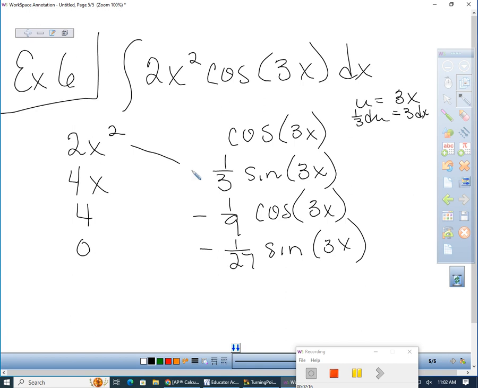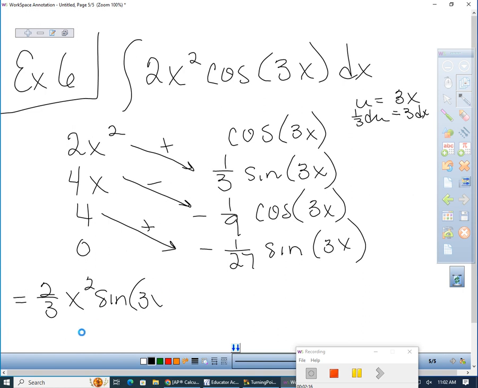All right, let's go ahead and draw our diagonals. Positive, negative, positive. And here we go. 2x squared times 1/3 sine 3x, 2/3 x squared sine 3x. And the next one I have a negative times a negative, which is going to be a positive. 4x times 1/9, or 4/9 x cosine 3x. I have negative.